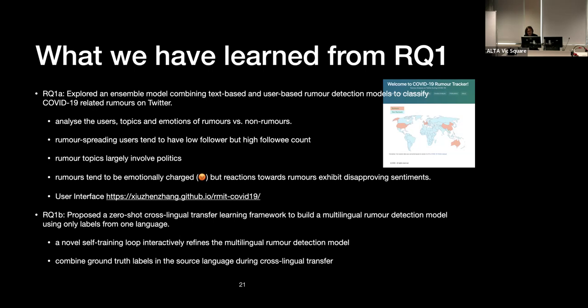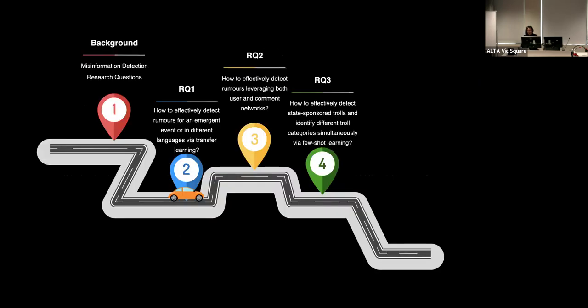So what we have learned from research question 1 is that there are emotion differences, topic differences, and user differences towards rumors and non-rumors for COVID-19. And for zero-shot cross-lingual transfer, we propose a novel self-training loop to interactively refine the multilingual rumor detection model. We also combine the ground truth labels in the self-training loop, to boost the performance on both the source language and the target language. So that's what we have learned from research question 1. Let's move to research question 2.